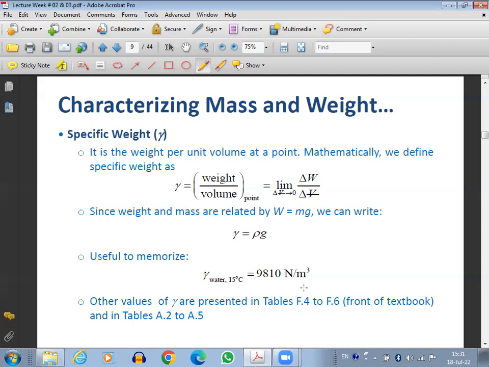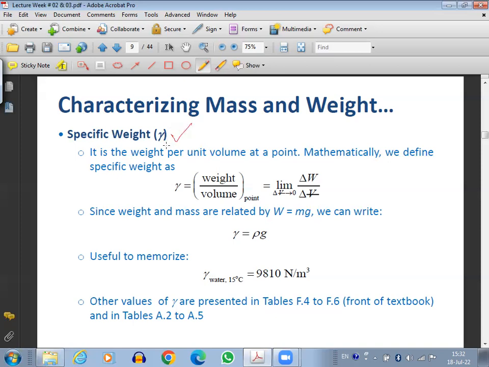So if you fill it, let's say with iron, a solid block of iron, what will be the weight? That will be the specific weight. If you fill it with mercury, that will be the specific weight of mercury. So specific weight means weight per unit volume, and unit volume is 1 meter cube. So you have a box, a room of 1 meter by 1 meter by 1 meter, fill it with anything and see the weight. Okay. So that will be the specific weight.